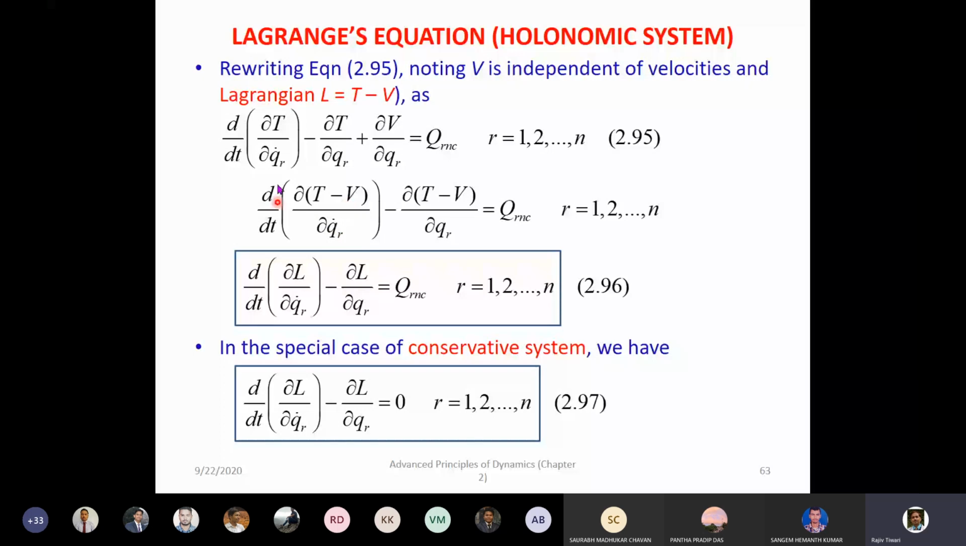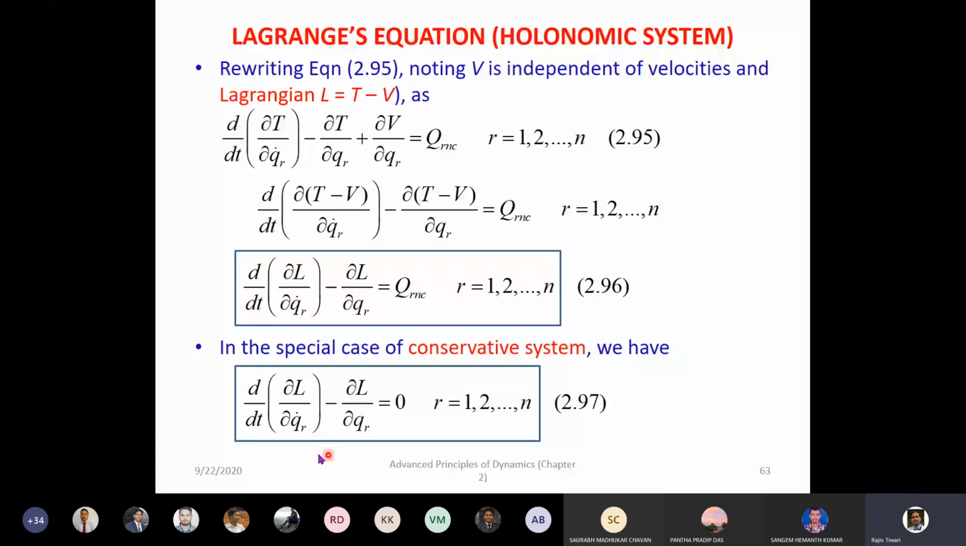These two terms are combined here as T minus V, and the non-conservative force is here. I wanted to write it in the Lagrangian form, so that's how I have written it here. Now I can replace T minus V with L. So this is another form of Lagrange's equation for a non-conservative system, and for a conservative system, as I told, the right-hand side term will be 0. This is a special case in which there is no external force.